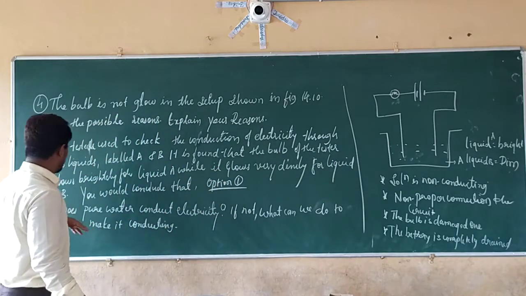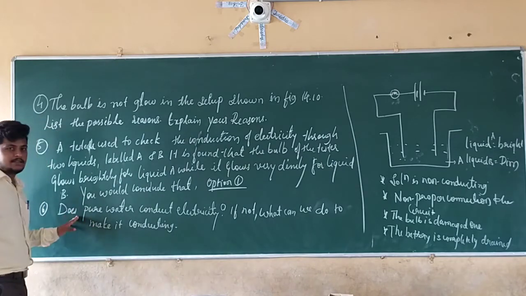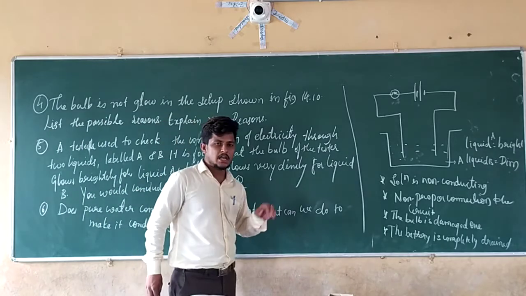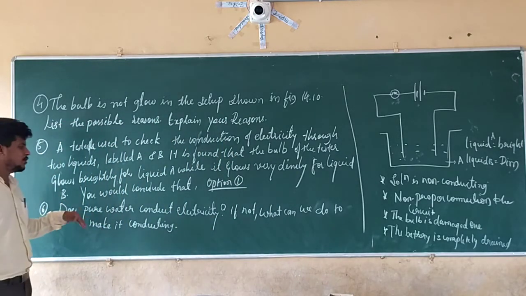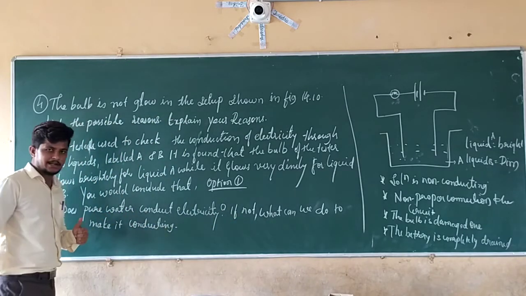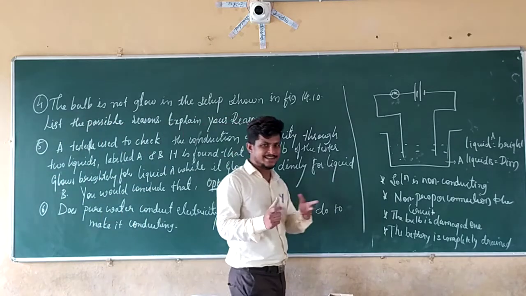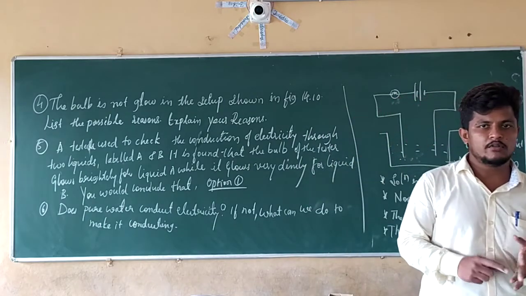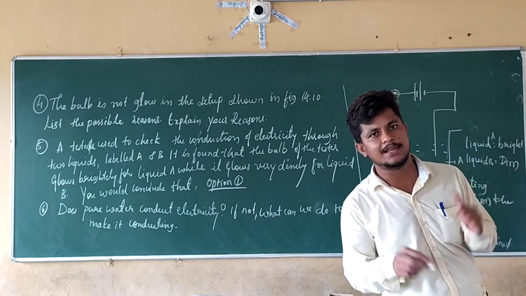So next, question number 6. Does pure water conduct electricity? If not, what can we do to make it conducting? So pure water is nothing but filtered water or distilled water. When you check it, pure water and distilled water are bad conductors of electricity. That is, they are not going to conduct electricity.